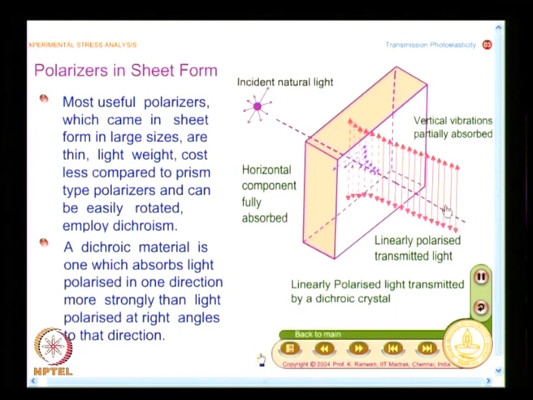So, I have this plane polarized, horizontal component is fully absorbed, vertical vibrations partially absorbed. So, I get a linearly polarized transmitted light. So, it is a useful information. I have a dichroic material, that is a useful information. You make a neat sketch of this.